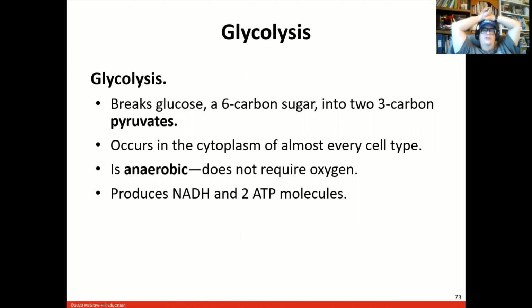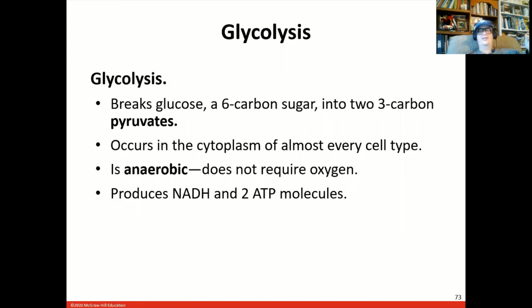So glycolysis takes a 6-carbon glucose and breaks it into 2 3-carbon pyruvates. And this happens outside the mitochondria. This happens in cells that don't have mitochondria. And like I said before, it doesn't need oxygen. It produces NADH and 2 ATPs. Nice. Small yield. This is enough to make a bacteria happy.